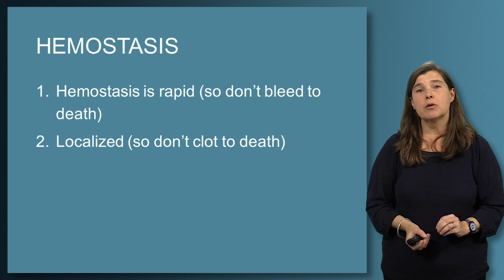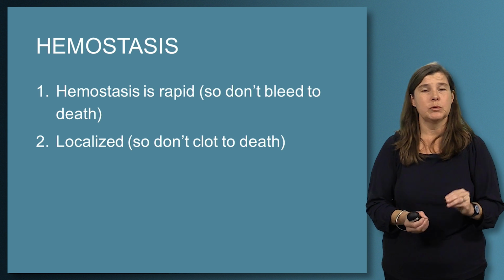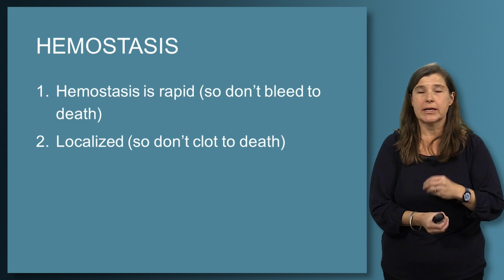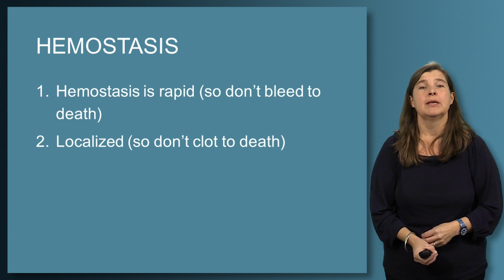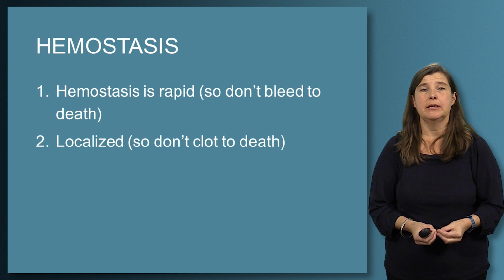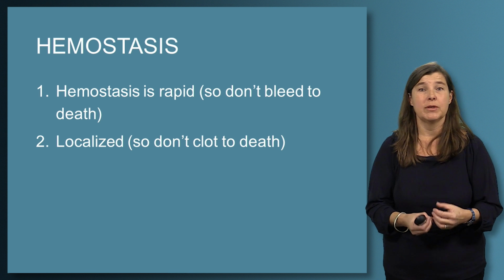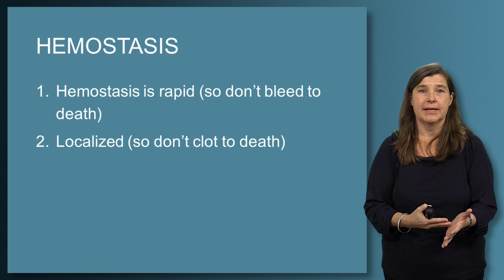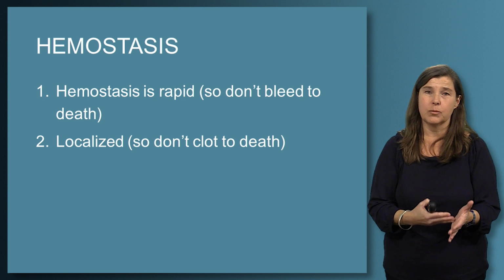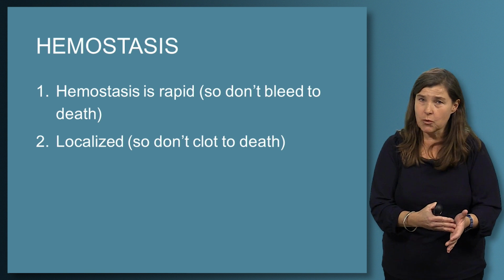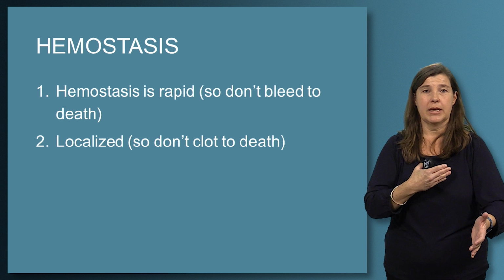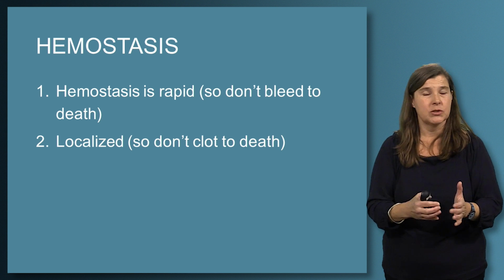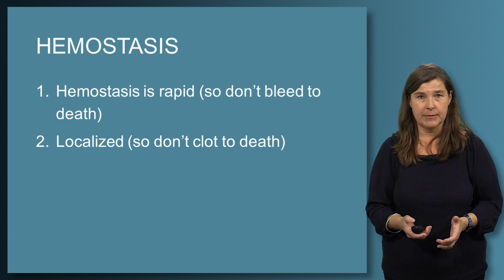Okay, normal hemostasis has to do 2 things. It has to be fast, otherwise we just bleed to death. It also has to be localized so that we don't clot to death. If you cut your hand, you want your clotting system to turn on right there where the damage is, but you don't want it to turn on clotting all the way up your arm. It has to stay localized so that it doesn't cause excessive damage.